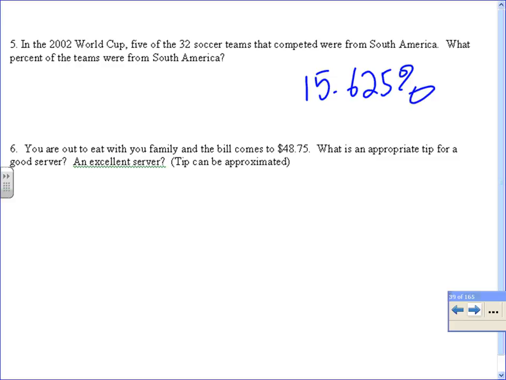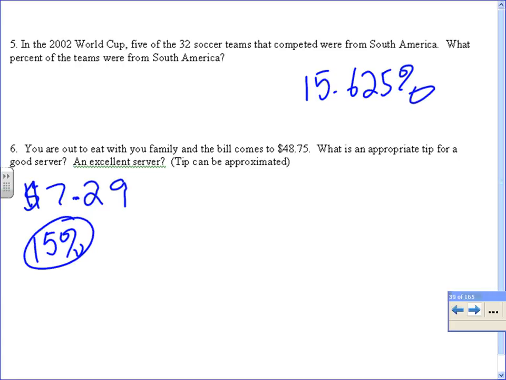What do you guys think a good tip is for a good server? And this is completely opinion-based. Sean, what do you think? You got $7.29 or $7.25? Okay, so I'm guessing you used 15%. Okay, I did mine with 20%, so let me check yours. Okay, hold on. 48.75. Yeah, it should be $7.31, Sean. That's if you use 15%.